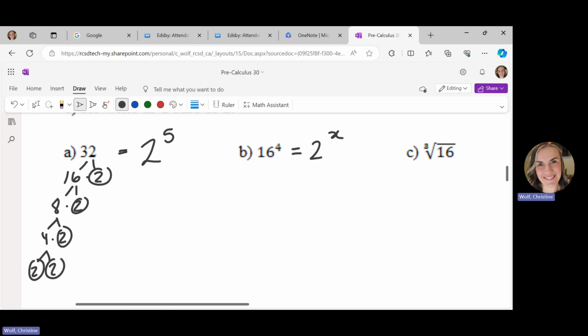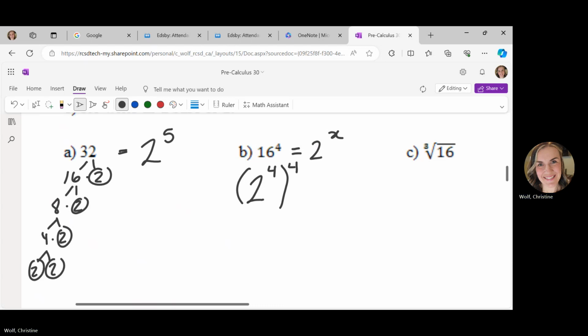I can rewrite 16 with a base of 2. We know that 16 is 2 to the power of 4, or you should know that, or that's on your sheet. So 16 has now been rewritten as 2 to the power of 4, but don't forget that that is still raised to another power of 4, okay?